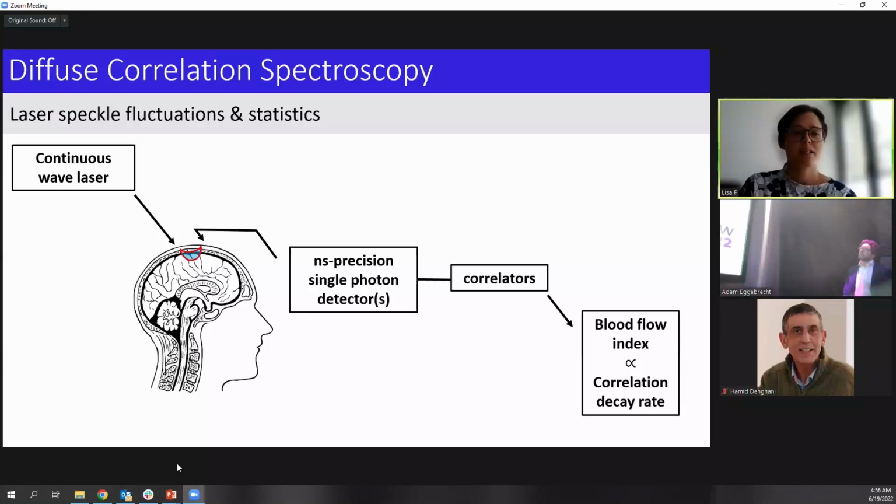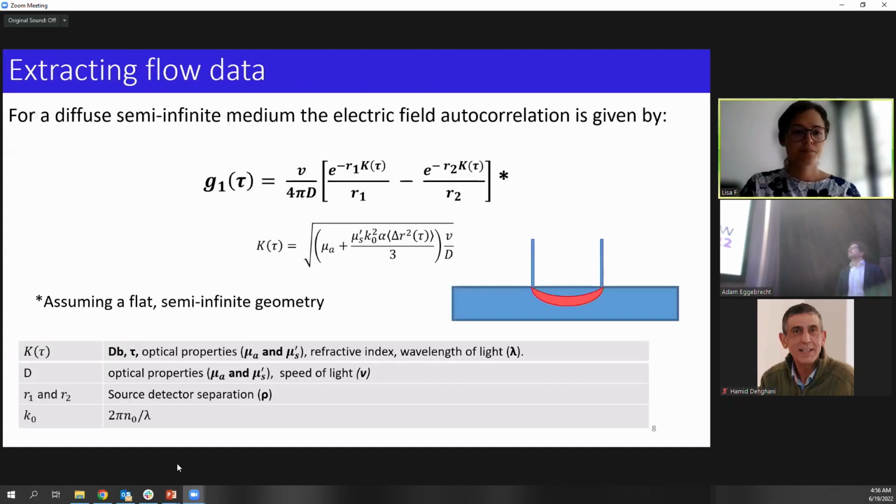So this is the basic pipeline of the DCS system. We have a continuous wave laser. Typically, we use 785 nanometers, and it must be a long coherence length laser. We detect the diffuse photons using single photon detectors, and then we use correlators in order to calculate these correlation curves. These correlation curves contain all the information that we need in order to retrieve what we call a blood flow index, which is basically related to how quickly the intensity and electric field autocorrelation curves are decaying.